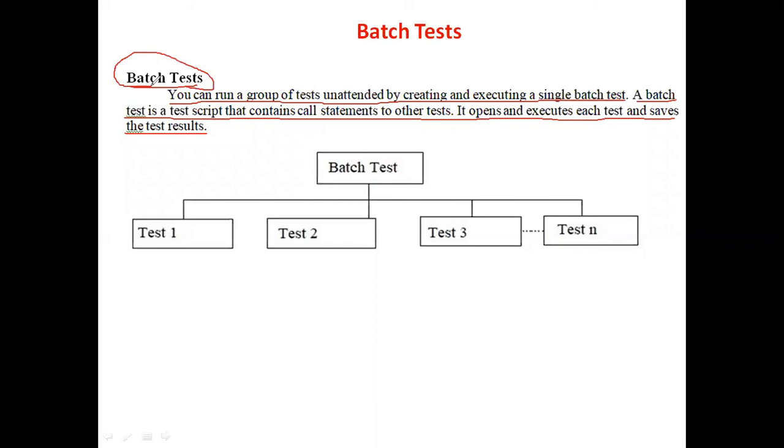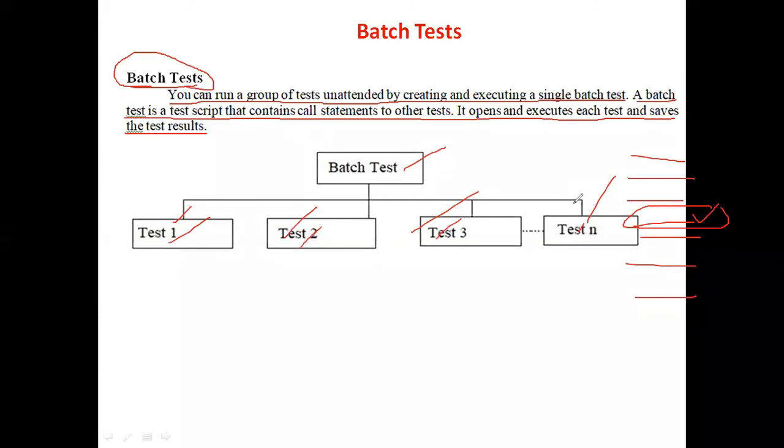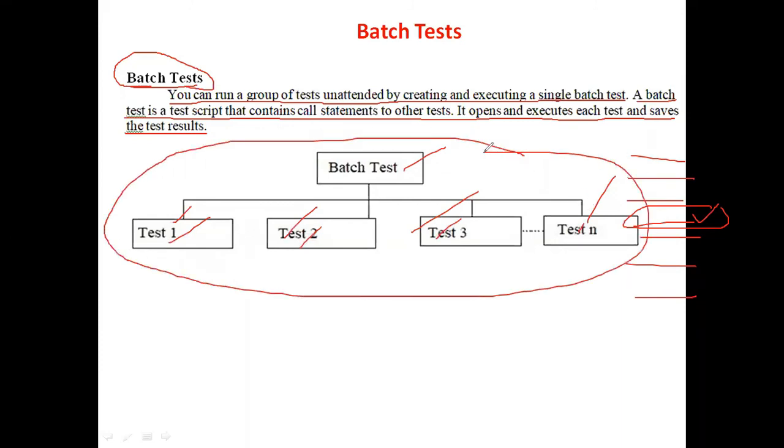What is a batch test? A batch test is a test script. So that means this is the test script. Now, this test script contains the call statements to other tests. So for example, this is the batch test. In this, you call test 1, test 2, test 3 up to test 10. It opens and executes each test and saves the test results. So batch testing is nothing but you write one test script, and this test script contains statements which you use to call the other test scripts. So this is the diagrammatic representation of a batch test.